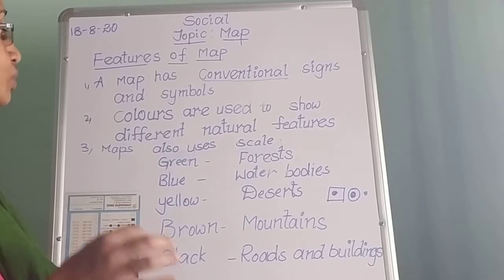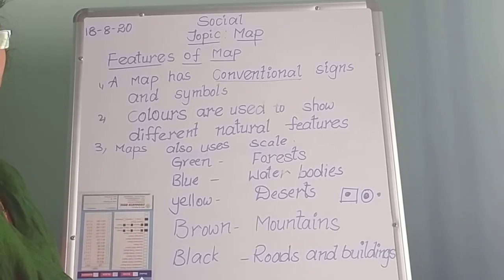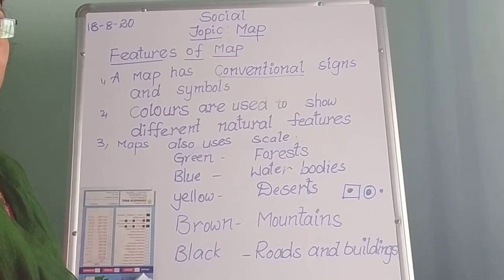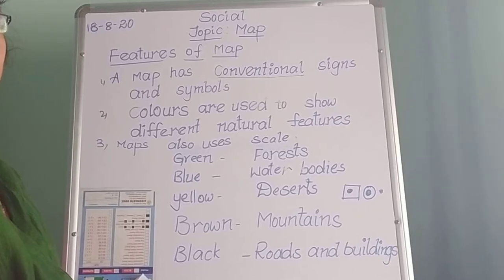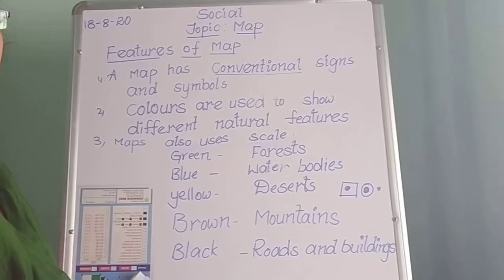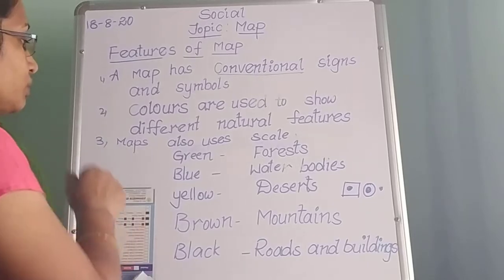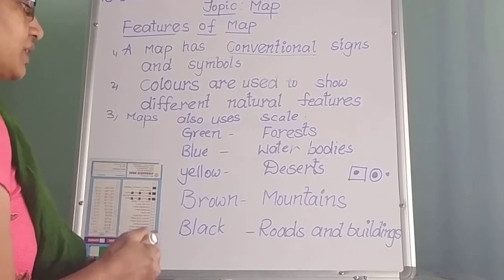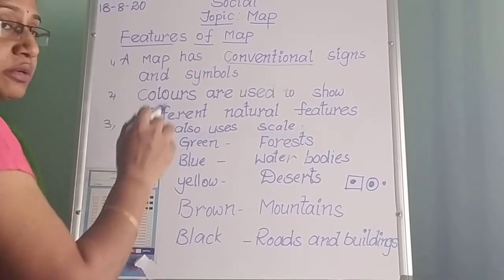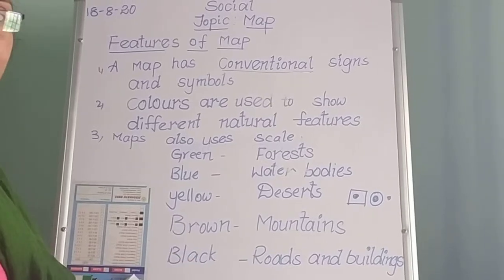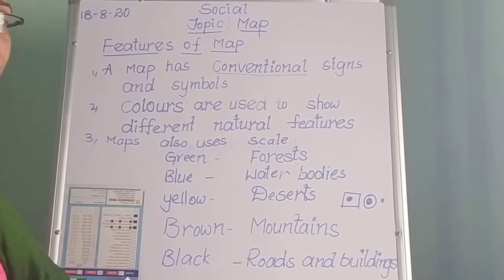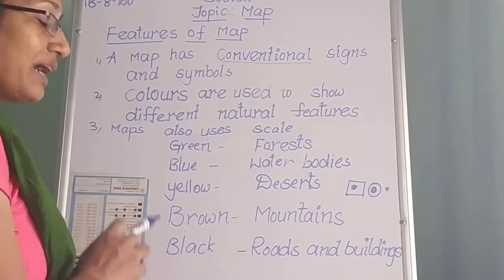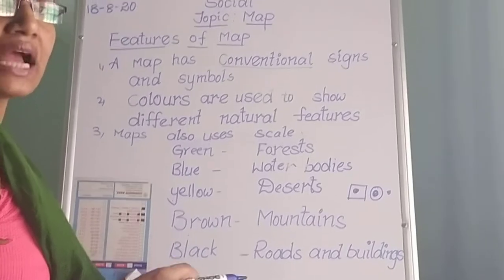Colors are used to show different natural features, like forests, rivers, plateaus, plains, deserts. What colors are used? Green color is used to represent the forest, and blue is used to show the water bodies like rivers, lakes, seas, oceans. Yellow color is used to show the deserts, brown color is used to show the mountains, and black color is used to show roads and buildings.